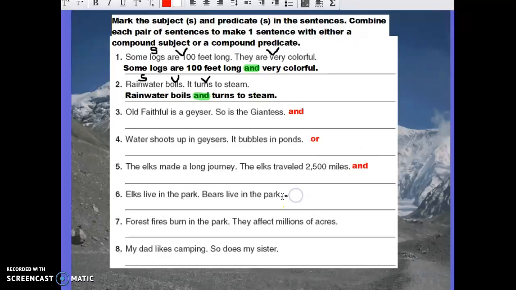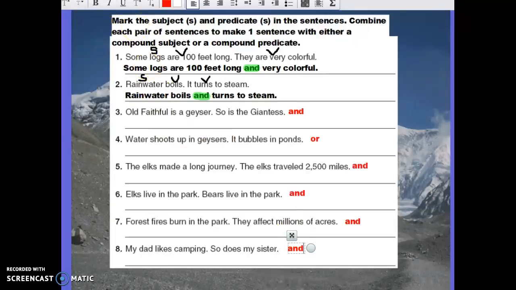In number 6, elks live in the park, bears live in the park. You're going to use and. In number 7, forest fires burn in the park. They affect millions of acres. You're going to use and. And in the last one, my dad likes camping, so does my sister. I'm going to use and again.